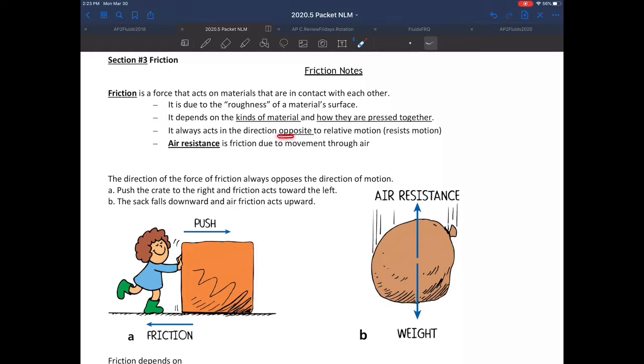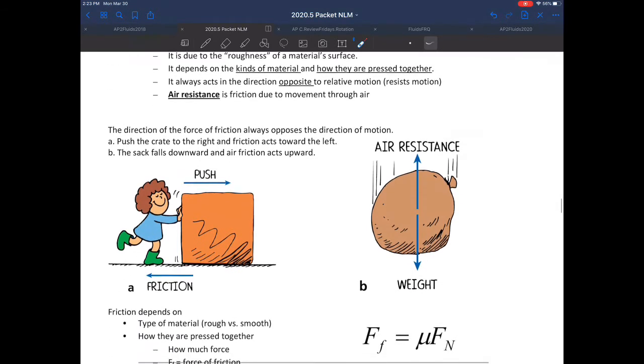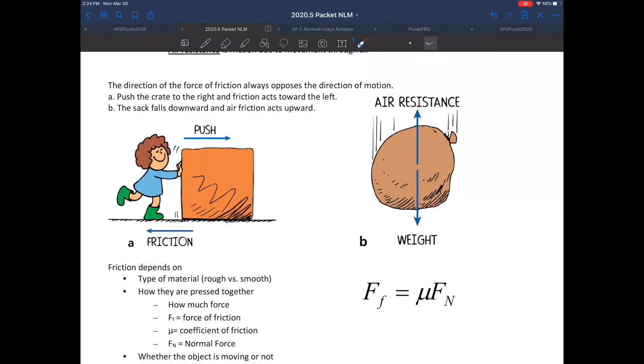Friction is always in the opposite direction of relative motion. So you take how those surfaces rub and resist that motion. Air resistance is the word we use to describe friction when it's due to air. Friction is going to be F subscript F. Sometimes you'll see it as a curly F as well. The direction of the force of friction always opposes the motion.